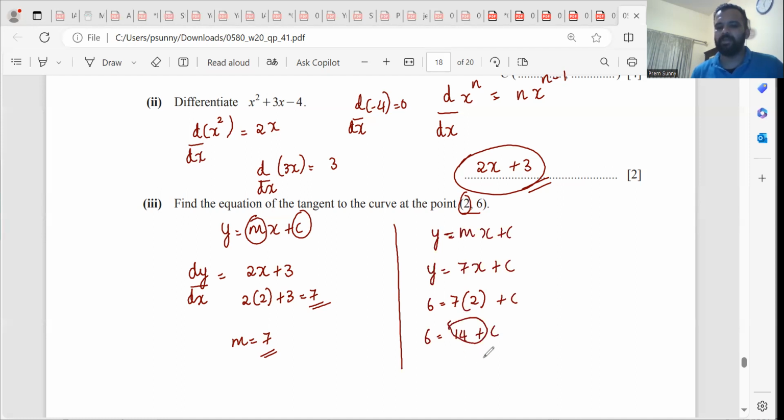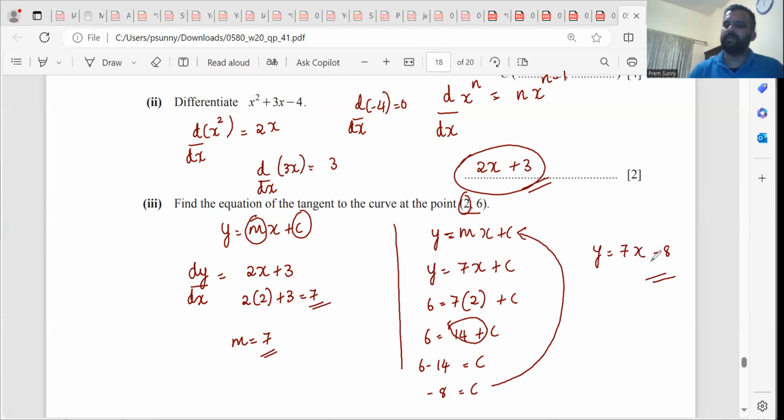Positive 14 goes to the other side. It becomes negative 14, 6 minus 14. So c will be minus 8. Now take the c value and substitute in this standard form. So y is equals to 7 was the gradient, x, c is minus 8. So this will be the equation of the tangent.